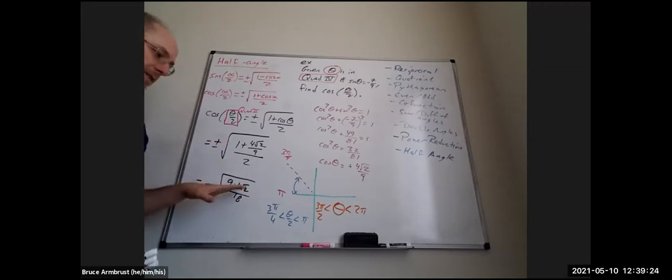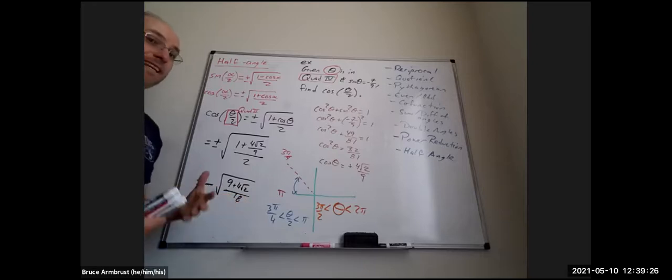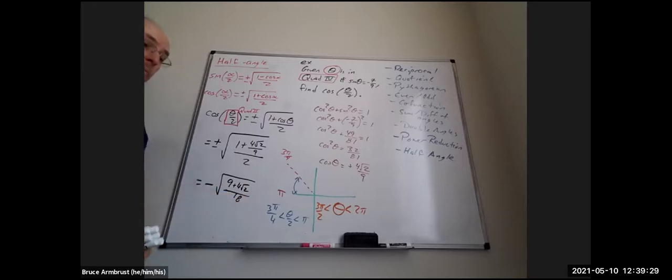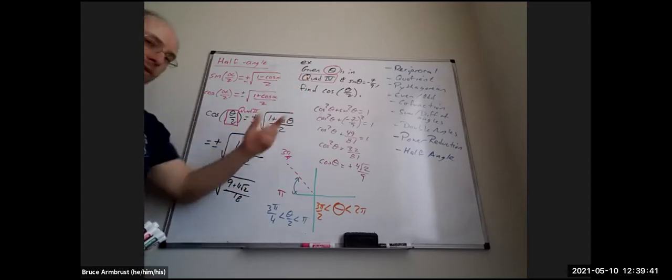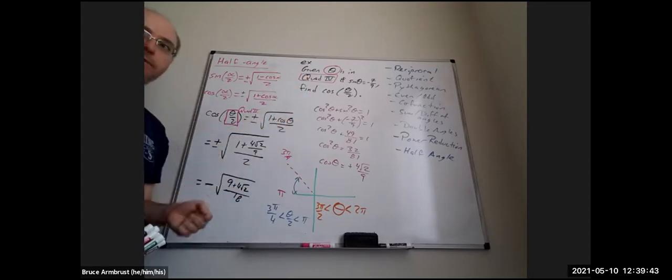This is a very challenging question. These are probably the most difficult kind of questions you're going to have to do, finding exact values, because of having to decide the plus or minus. And that's going to be dependent upon where the half angle is located, not the original angle. And it's really easy to get those confused.